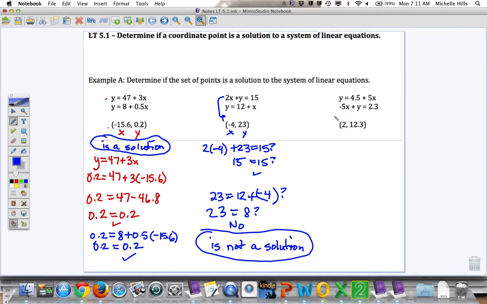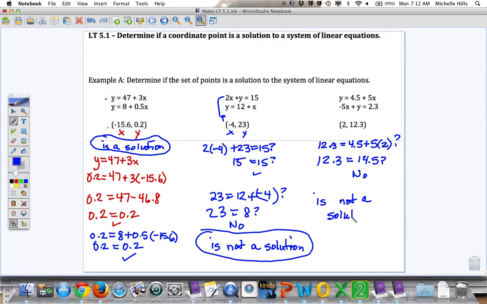So again, substituting into my first equation, 12.3 for the y equals 4.5 plus 5 times the x, which is 2. And I'm saying, is this true? So this side is 12.3. This side ends up being 14.5. No, it doesn't work in the first one. If it doesn't work in either of them, it's not a solution. So is not a solution.